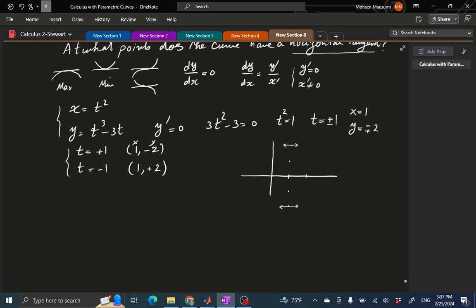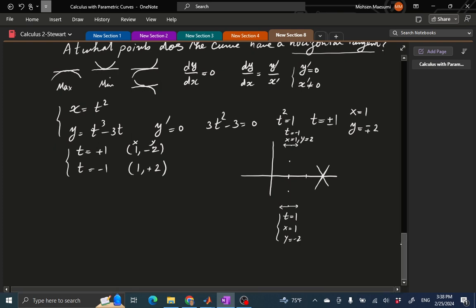And of course at (3, 0) we had a self-cross. So we have discovered this one here. We have a self-cross here. We have a horizontal tangent line here, and a horizontal tangent line here. This one was t equal to 1, x equal to 1, y equal to minus 2. This one was t equal to minus 1, x is 1, y is 2.